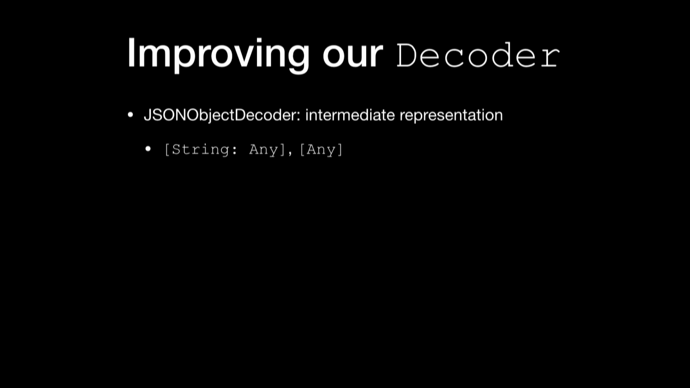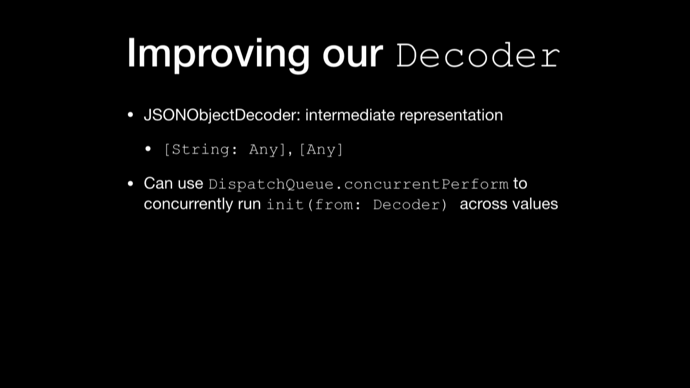Okay. Yeah, so we have this nice structured data format, a dictionary of String to Any and an array of Any. And so we can take advantage of this and use something like DispatchQueue concurrentPerform to map decodable initializers across all of the values in our top level array, if we say get an API response that has an array of objects that we want to decode.